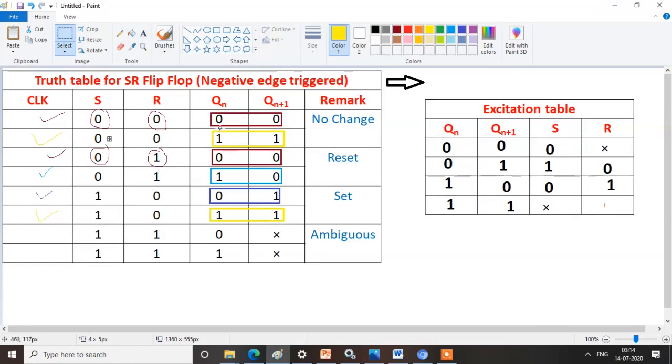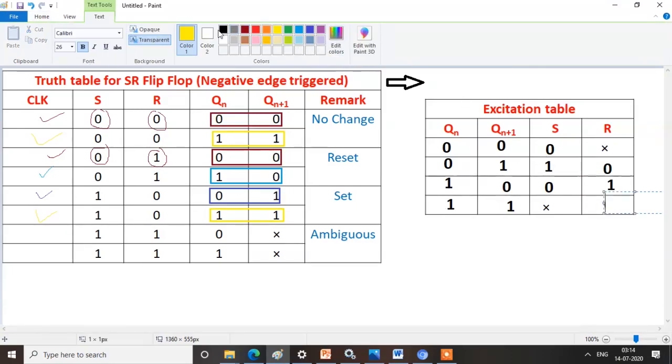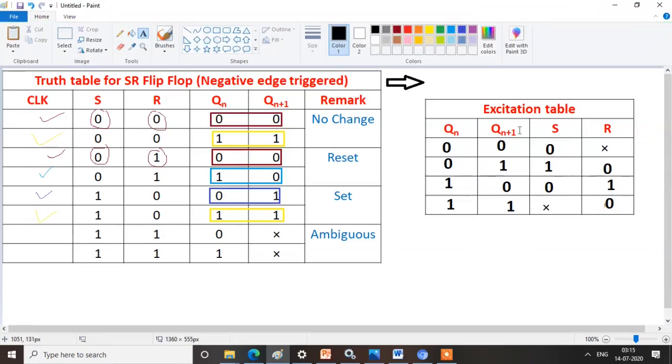Now what about R? So again observe these two rows. For these two rows, what is the value of R? R is 0. So that's why here you should write 0. So this is the excitation table for the SR flip-flop.